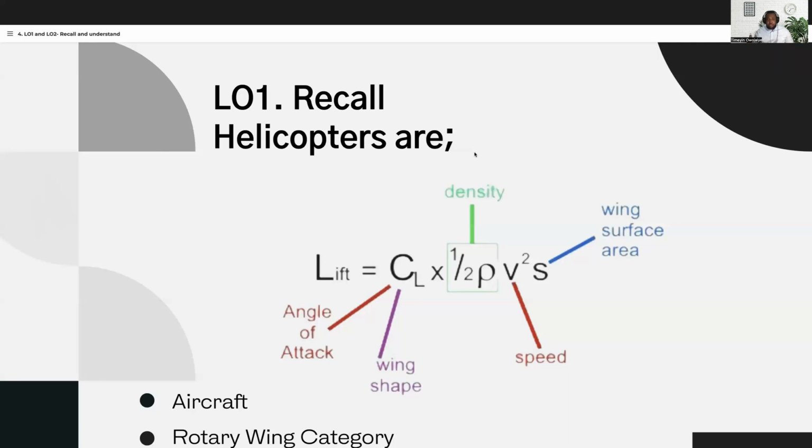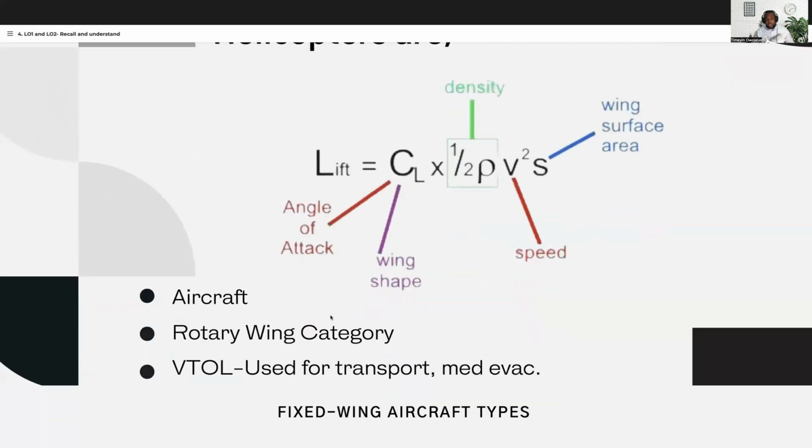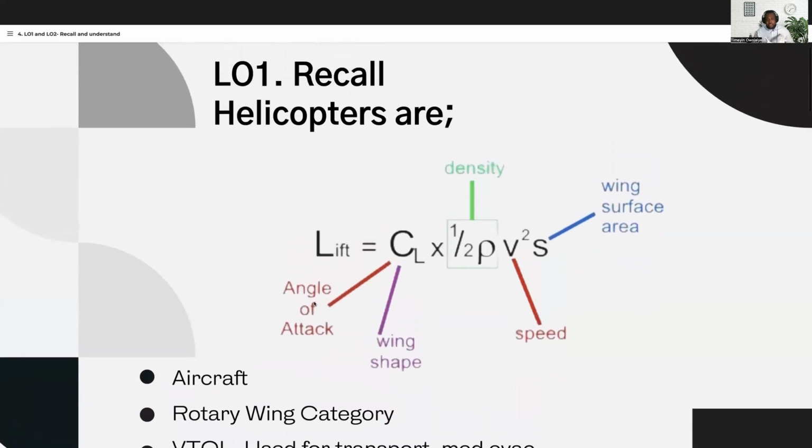But one of the most important factors is speed. If you look at speed here, its importance is squared, so we get an exponential increase or decrease of lift with increase in speed. We also have the angle of attack. These two factors are the ones I'd like you to put at the back of your mind: angle of attack and speed.